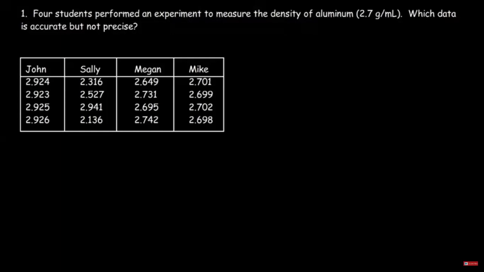So let's try this problem. This can help you to see the difference between accuracy and precision. 4 students performed an experiment to measure the density of aluminum, and the accepted value for that is 2.7 grams per milliliter. Now let's say that the data here represents the same units. Which data is accurate but not precise?